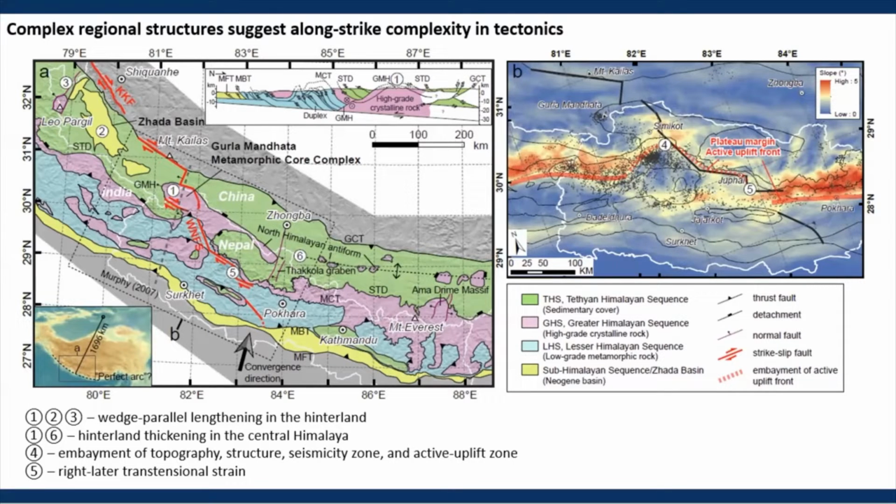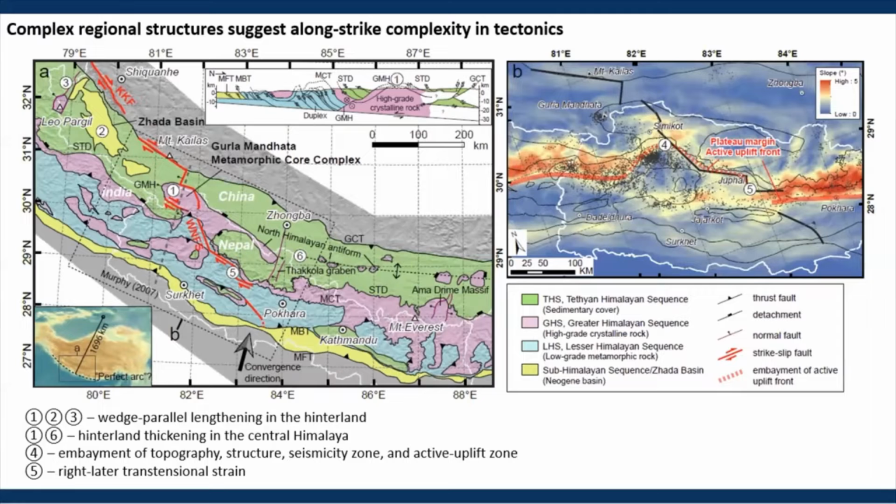So the Guru-Medata metamorphic complex, yeah, it's also like a step over between the Himalayan rear and this active transtensional fault system. So you can see all these features suggest that the Himalaya range is much more complex than a perfect arc. And all of this indicates wedge parallel strain, and the structures are non-cylindrical.